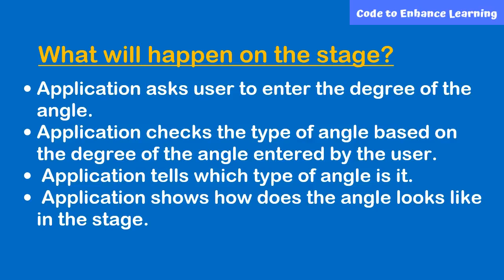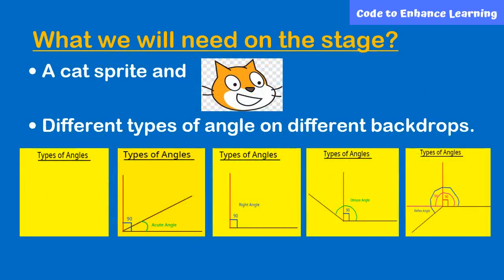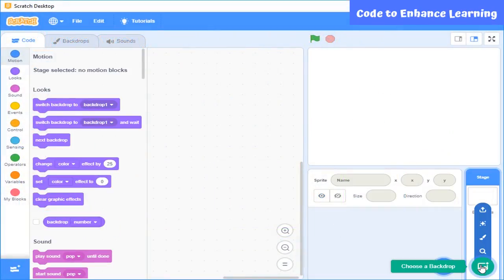The application asks the user to enter the degree of the angle. It checks the type of angle based on the degree entered by the user. It tells which type of angle it is. It shows how the angle looks on the stage. Now, I will think about what we will need on the stage: a cat sprite and different types of angle on different backdrops. Let's start with a backdrop.